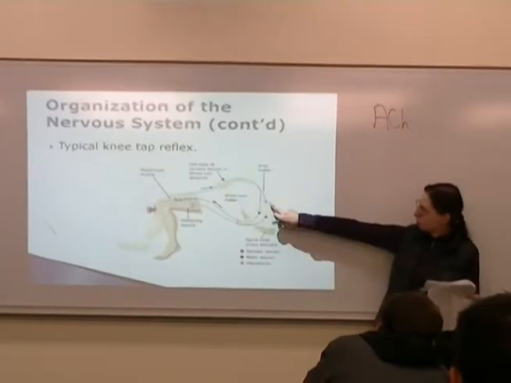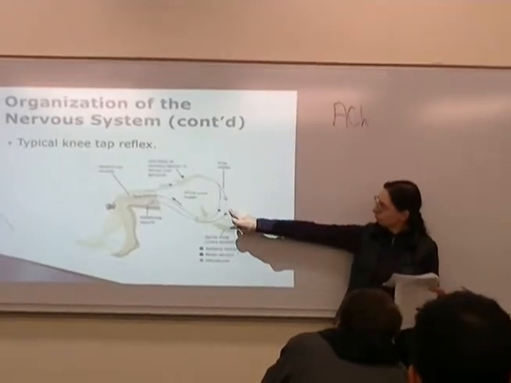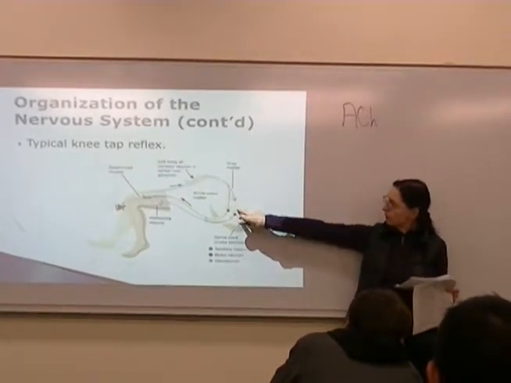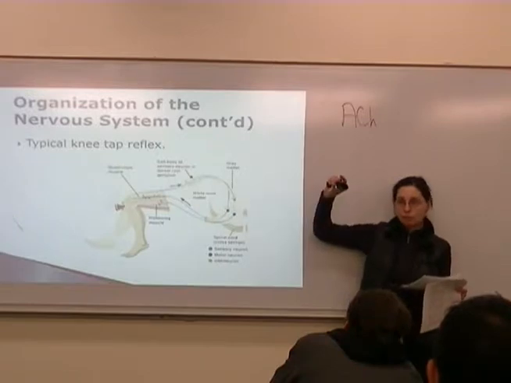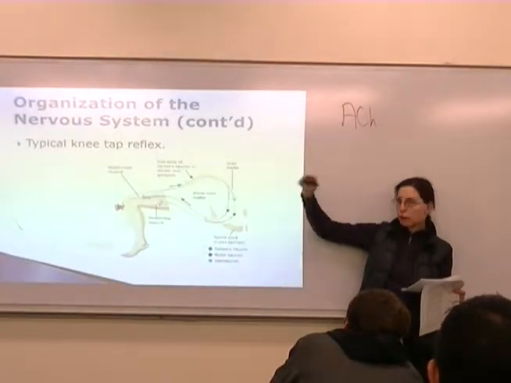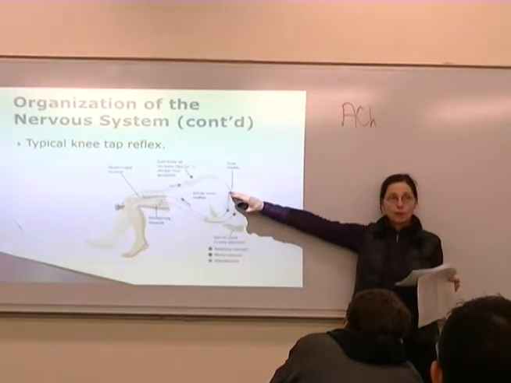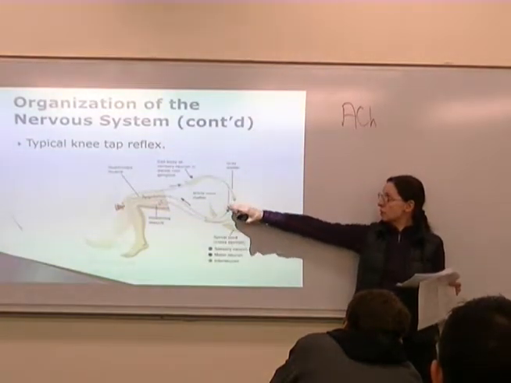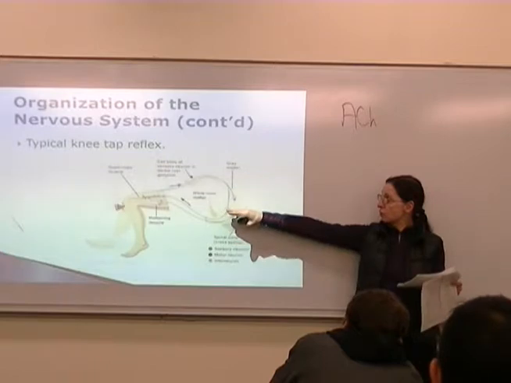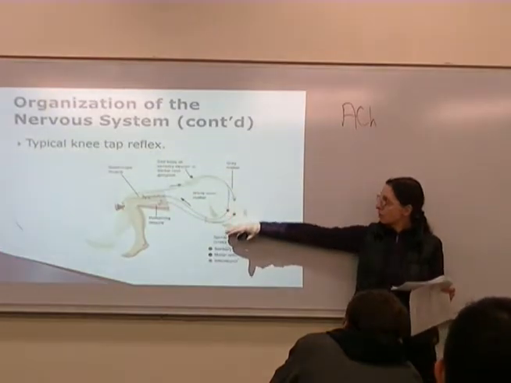Here's our interneuron. The interneuron is the little nerve cell in the spinal column. So it allows one side of the sensory, the nervous system to talk to the motor side.